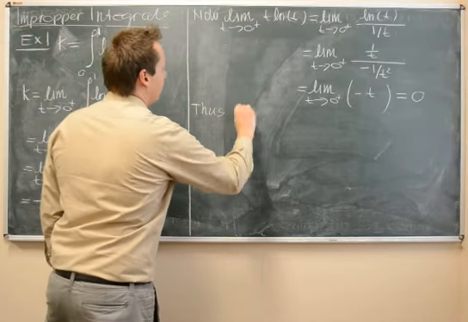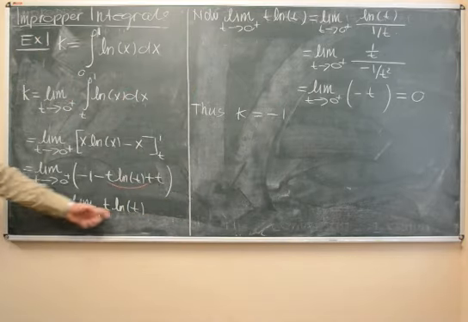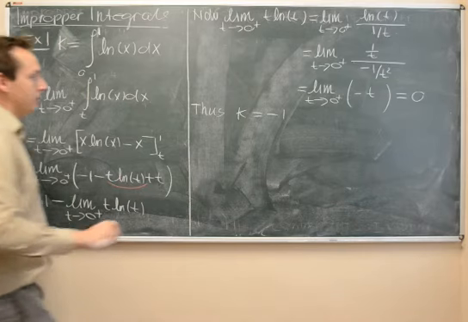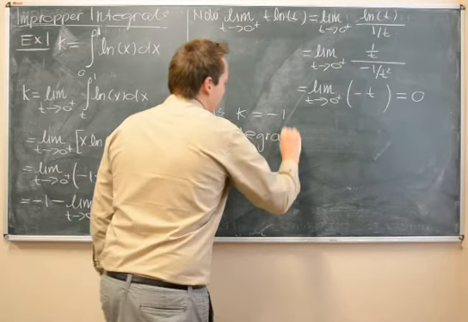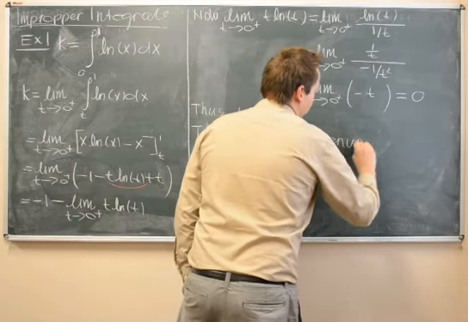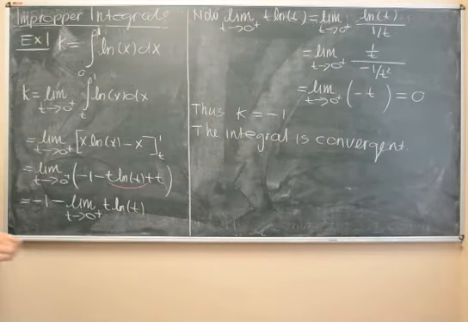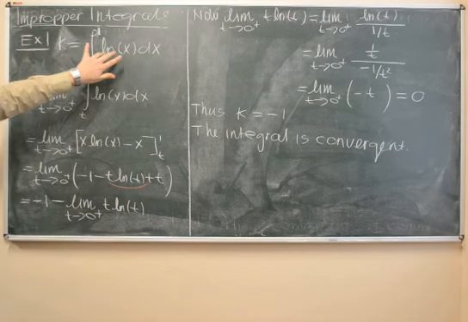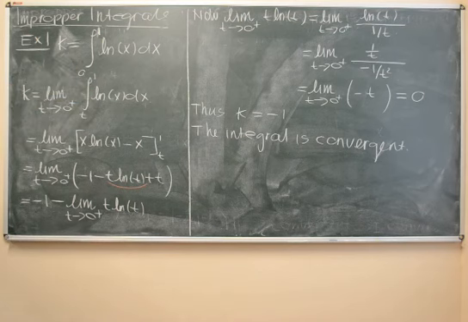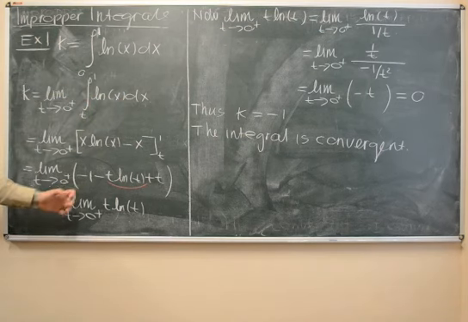So our integral is minus 1, because it's minus 1 minus this limit, and this thing is 0. The integral is convergent. So again, going over what we've done, we recognize this as an improper integral because the function we're integrating has a discontinuity at 0. And so we have to express the integral as a limit. We calculate this definite integral, and now we take the limit.